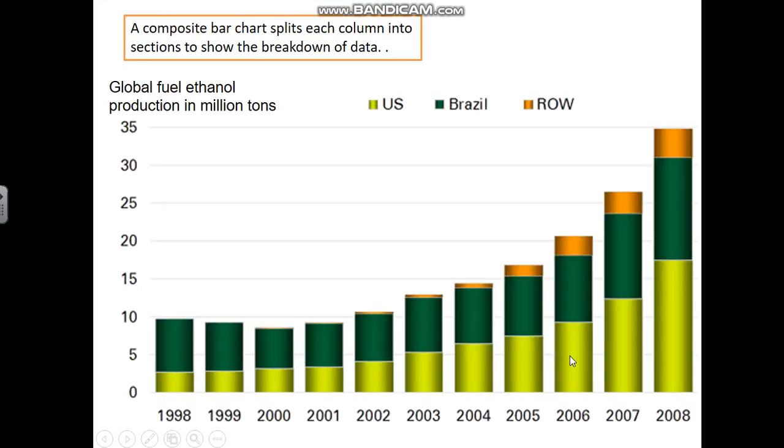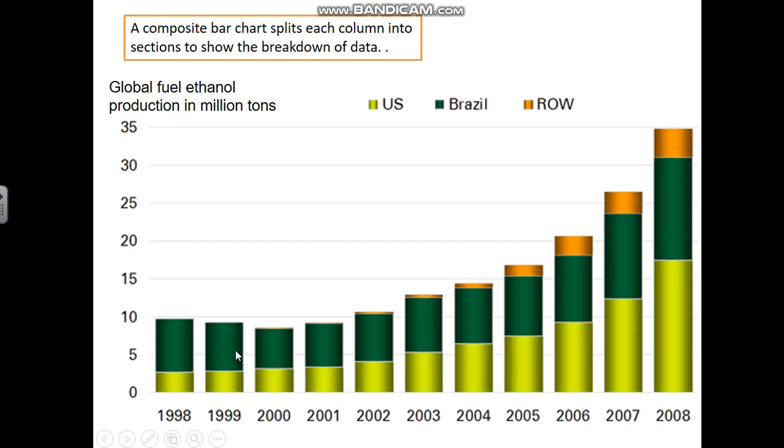So what we've got here is what we call a composite bar chart. So rather than have the data side by side, we're building the data one on top of the other. So this bar chart is looking at global fuel ethanol production in millions of tons. And we've got three areas. We've got US, Brazil, and ROW.